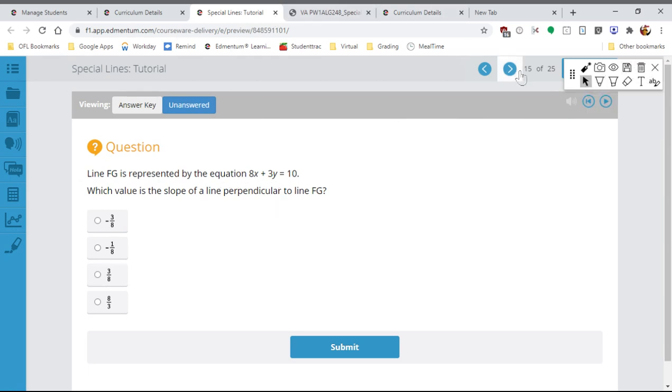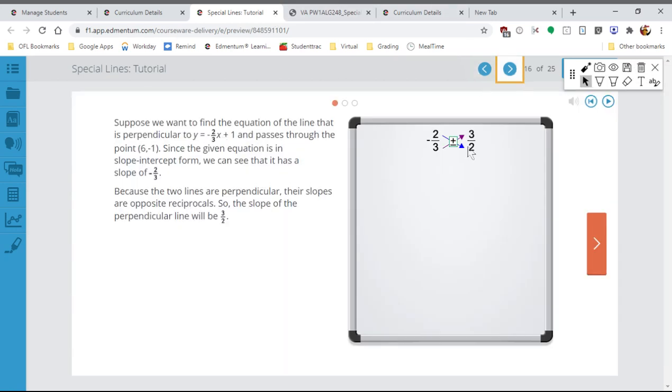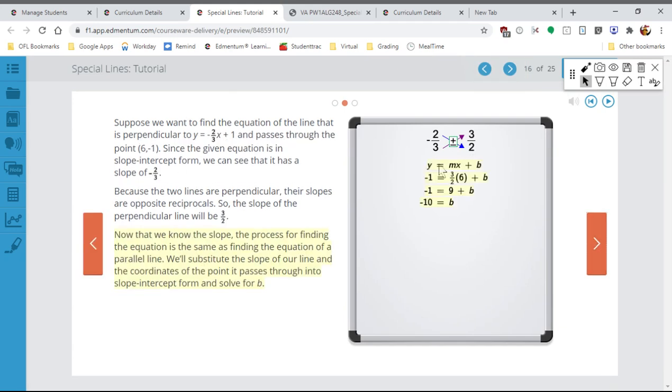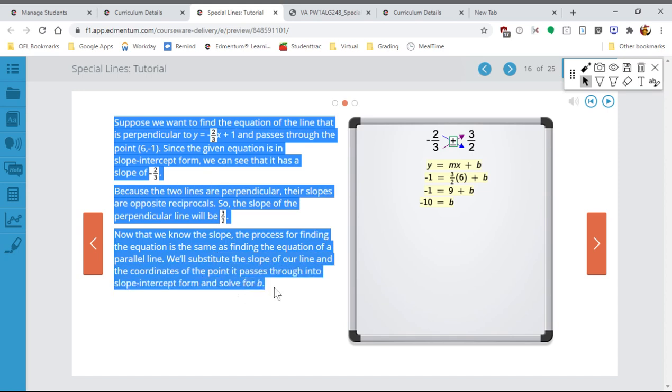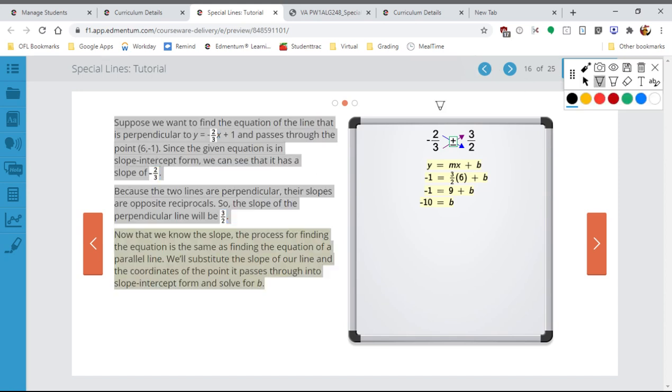All right, so our next one. So again, they're just showing us the steps on how to flip this over. So first we have to solve it. So if they give us a formula and they want us to be perpendicular, we're going to do the same thing. We're going to flip it over to get our slope and then plug in our point. That's all we're doing here. It's the same thing as a parallel line. There's just one extra step.